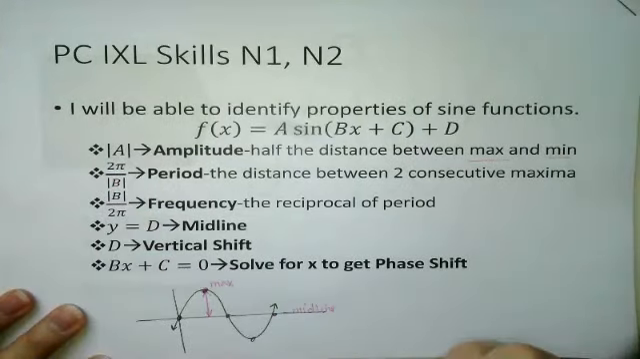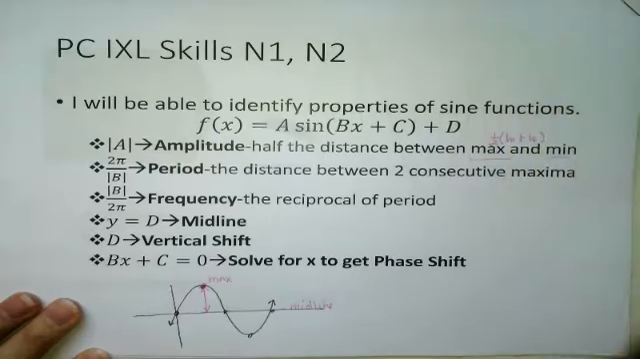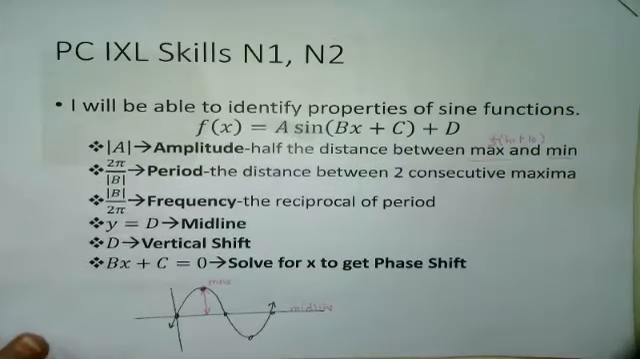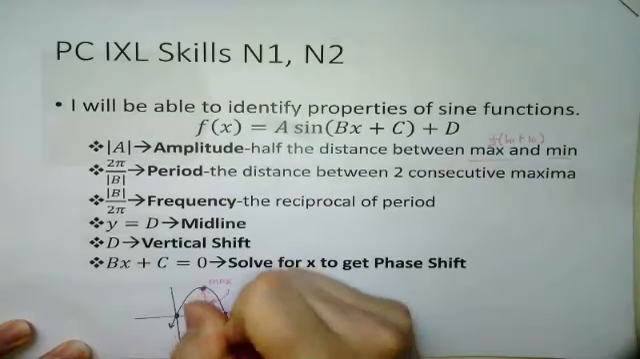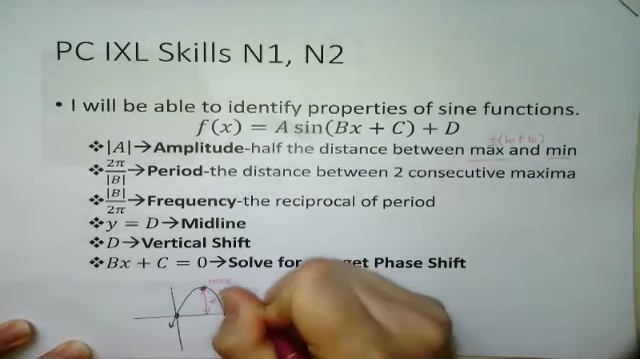We've done it before where we would just say halfway between the high and the low. So that's what we did when we were writing equations. So this little distance between the midline and the maximum is the amplitude.